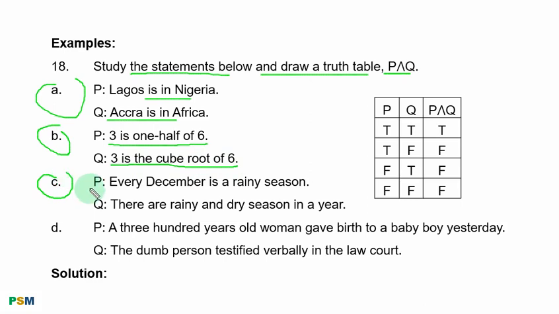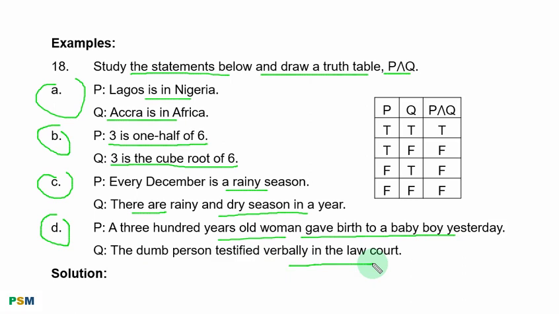Statement C. P: Every December is a rainy season. Q: There are rainy and dry seasons in a year. Statement D. P: A 300 years old woman gave birth to a baby boy yesterday. Q: The dumb person testified verbally in the law court.